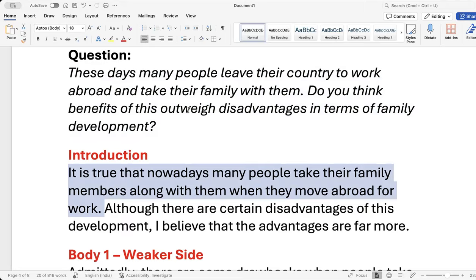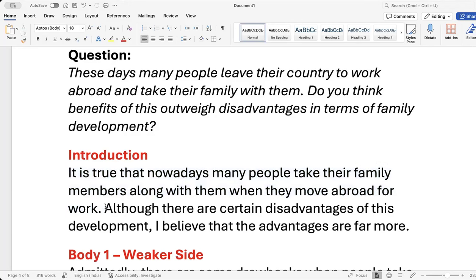Your bands are not going to decrease a lot. So it is true that nowadays many people take their family members along with them when they move abroad for work. That's what I've written. Very simple. Many people take their family members along with them when they move abroad for work. That's what I've written here.